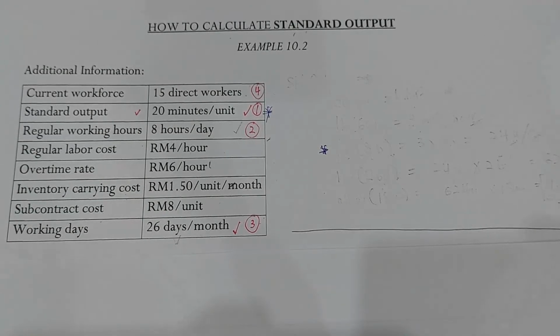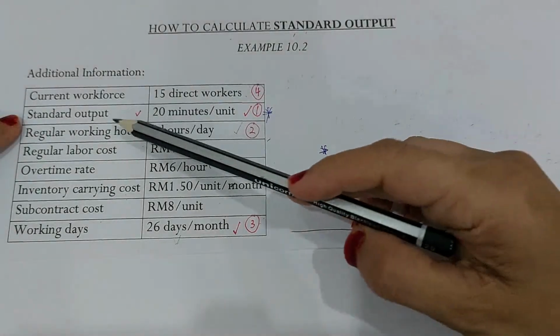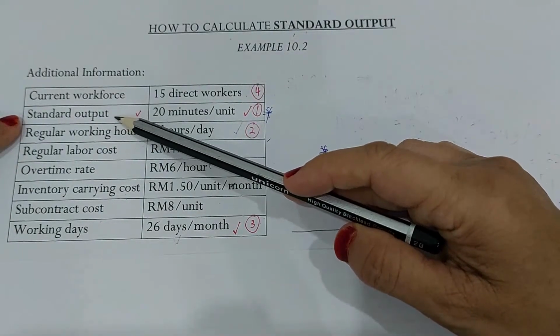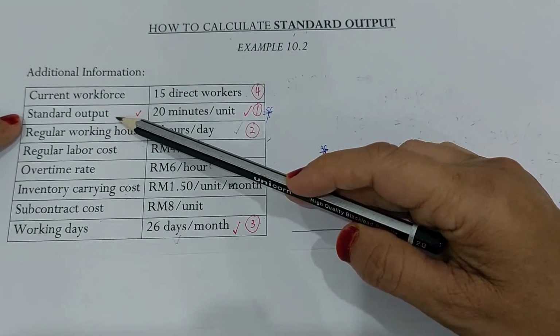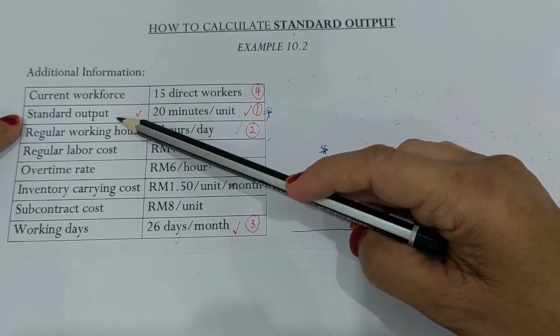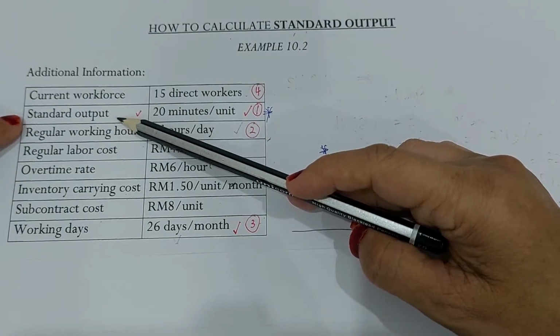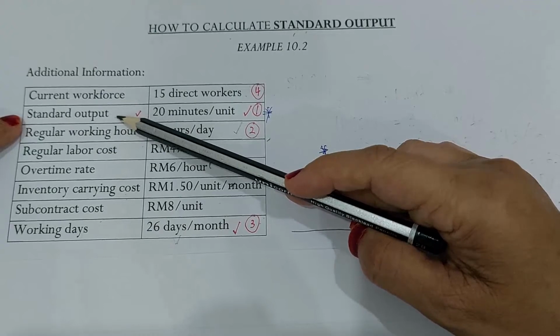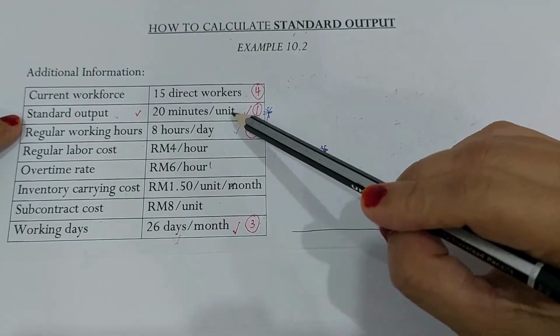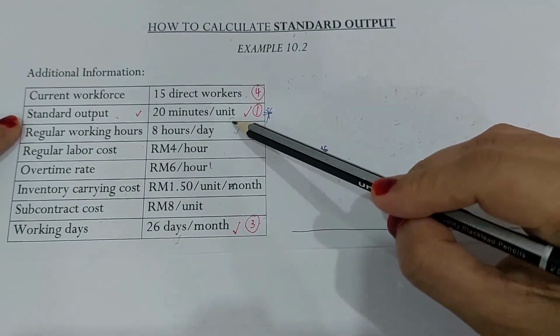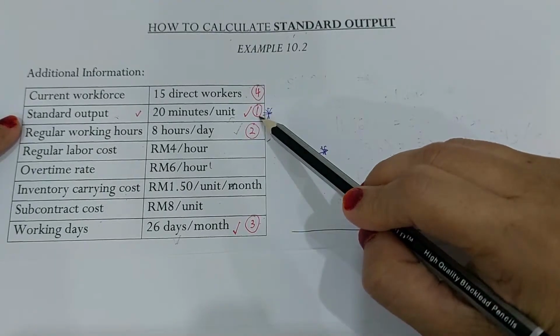So just to calculate the standard output, the first thing is we need to find what is the rate given for the standard output itself. So this is the rate given for standard output. The term used here is also standard output. Sometimes the term used here is labor hours per unit, so it depends on the question. So standard output is 20 minutes per unit, so we will have to work from here. This is the first information that we need to know.